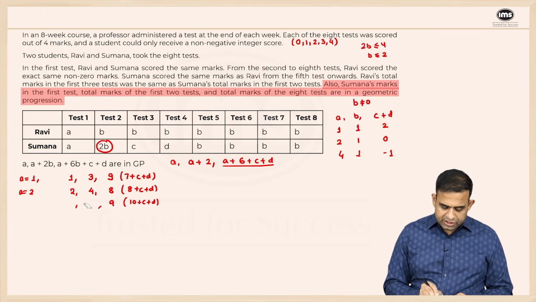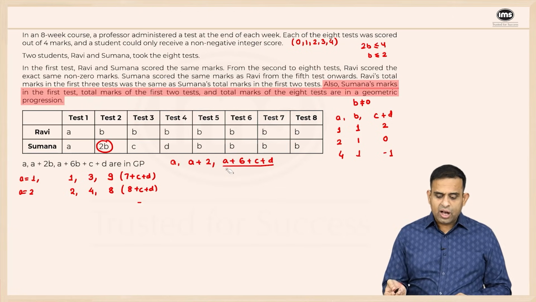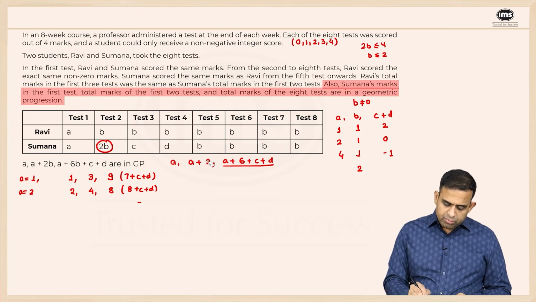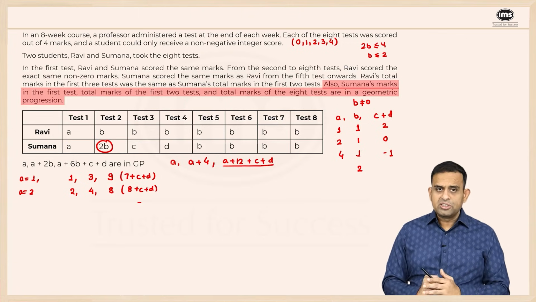So we have taken the situation for B equals 1. Let us now see what is going to happen for B equals 2. If I take B to be equal to 2, the term 2B will become 4. So we have A plus 4. This part will become A plus 12 plus C plus D.